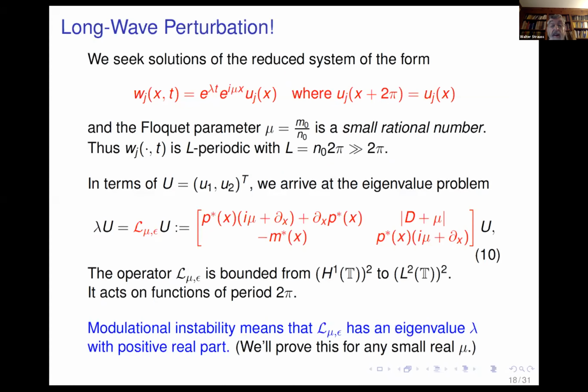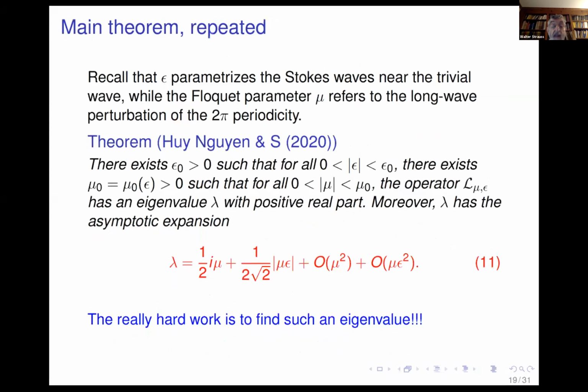Okay, so here now with this operator defined, here's a more precise statement of our theorem. It says that if epsilon is small and mu is small relative to epsilon, then the operator does have an eigenvalue with a positive real part. And I've repeated the expansion. The hard thing is to show there is such an eigenvalue with positive real part.